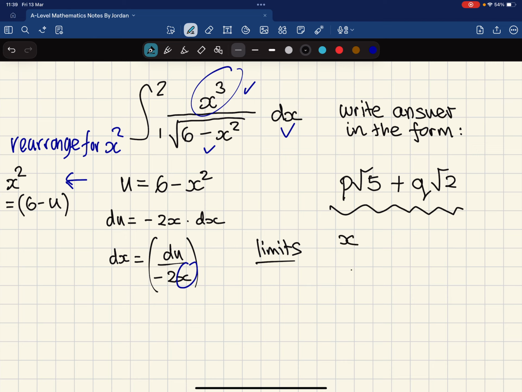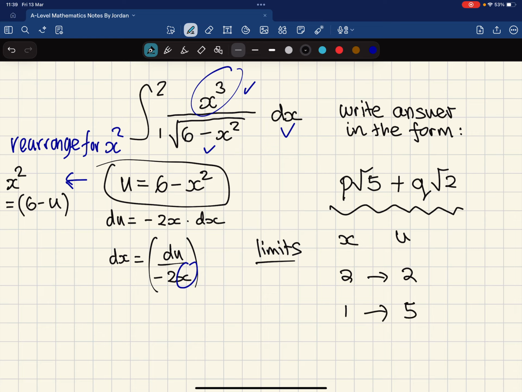So in terms of x, we have 2 and 1. This is our substitution for u. So to get u, I do 6 take away x squared. So that will be 6 take away 2 squared. 2 squared is 4, so that will be 2, so the same. Then we've got 6 take away, using the 1 now, so 6 take away 1 squared, or 6 take away 1 gives us 5.